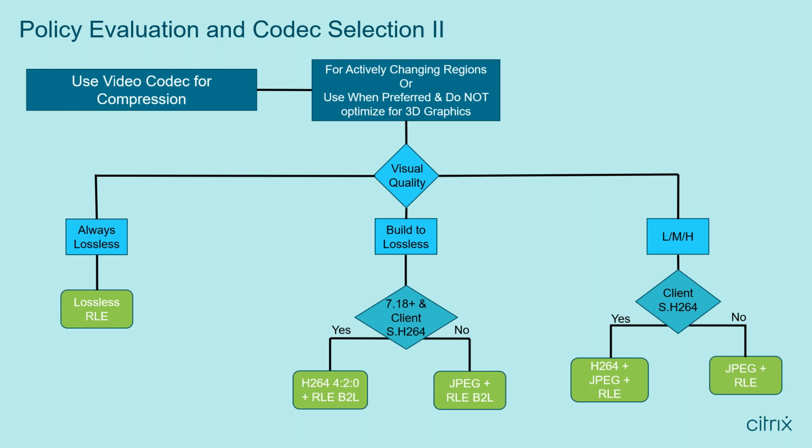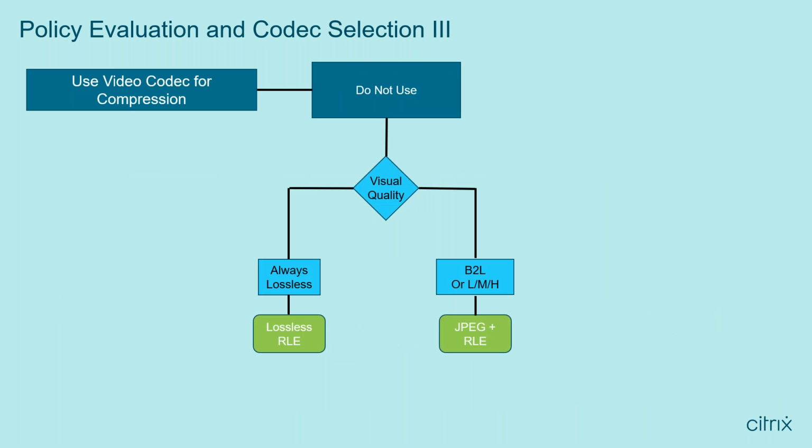If we now select low, medium, or high, it has an effect because at the end, the result displays some areas with JPEG. And this depends on whether the client supports selective H.264, because then some areas are also displayed with H.264, like moving images and stuff like that. If not, we only fall back to JPEG and RLE. Then I have a more easy example. If we change use video codec for compression to do not use, and visual quality to always lossless, it's lossless RLE. Or if you set it to build to lossless or low, medium, high, it's JPEG and RLE.